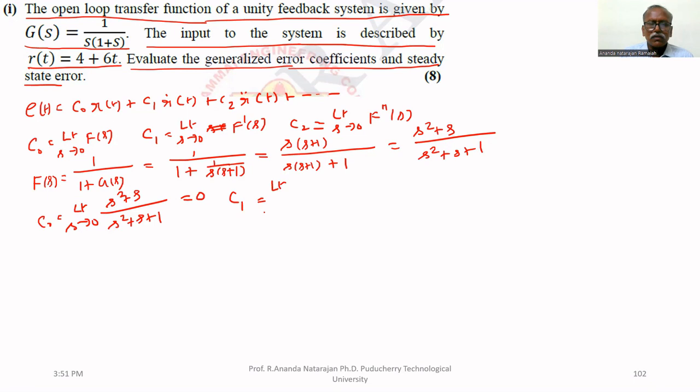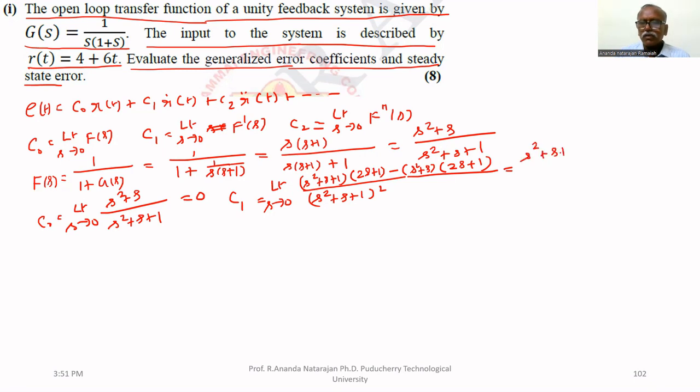C1 = limit s tends to 0 f dash(s). That is the derivative of this: (s square + s + 1) whole square in the denominator, and in the numerator (s square + s + 1) multiplied by the derivative of the numerator, that is (2s + 1), minus (s square + s) multiplied by the derivative of the denominator, that is (2s + 1). (2s + 1) is common, therefore (s square + s + 1 minus s square minus s) multiplied by (2s + 1) upon (s square + s + 1). s square and s get cancelled. Therefore, (2s + 1) upon (s square + s + 1) whole square. If you substitute s tends to 0, this is equal to 1.